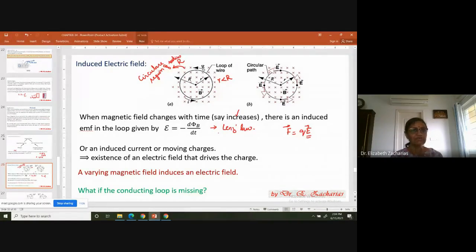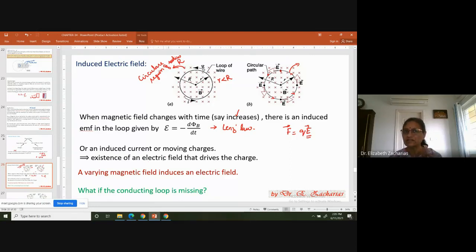Let us remove that circular loop. This wire, you just remove, and put a charge at this location and change the magnetic field. Then what is noticed is that this charge starts moving in a circle. So what does that mean? It means that there is a tangential electric field at all those points and it is driving this charge. So from this experiment, you can prove that there is an electric field.